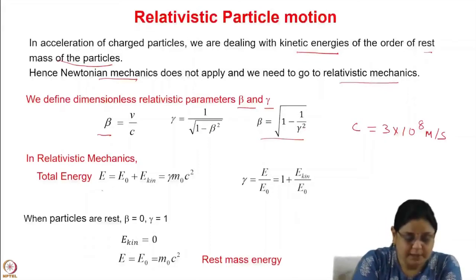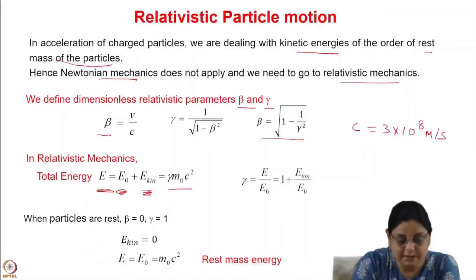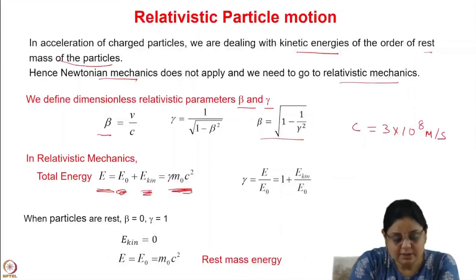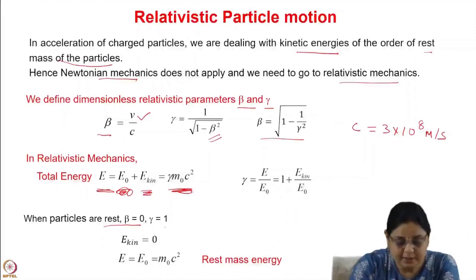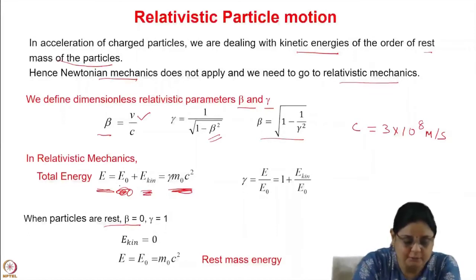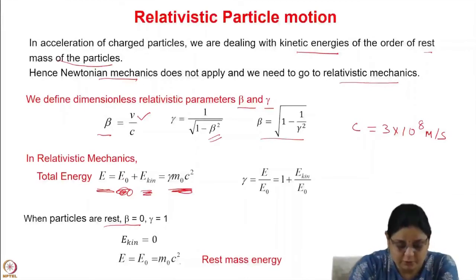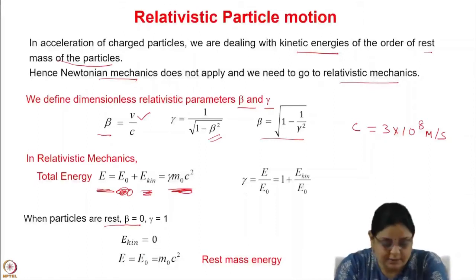Now, in relativistic mechanics, the total energy is the sum of the rest mass energy and the kinetic energy, and is given as gamma m0 c square. Here m0 c square is the rest mass energy of the particle. What do we mean by rest mass energy? When particles are at rest, v is equal to zero, or in other words, beta is equal to zero and gamma is equal to one. So your kinetic energy is zero, and you are left with only this part of the energy. So your total energy is then equal to the rest mass energy: E is equal to E0 is equal to m0 c square. So gamma can be written as E by E0, which is simply 1 plus E kinetic by E0, where E0 is the rest mass energy.